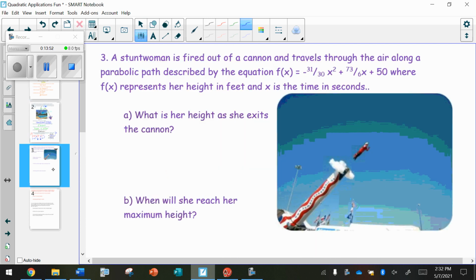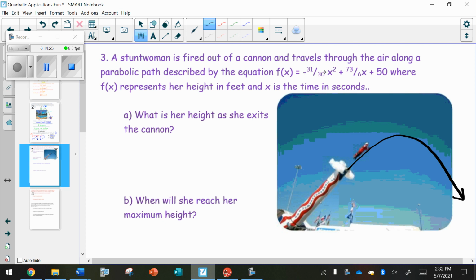Check out this one. A stunt woman is fired out of a cannon and travels through the air along a parabolic path described by the equation f of x equals -31/30 x squared plus 73/6 x plus 50, where f of x represents her height in feet and x is the time in seconds. So we have this wonderfully brave stunt woman being shot out of a cannon up into the air and then coming down somewhere on the other side. Parabolic path. There's a parabola described by the equation, which has an x squared in it.